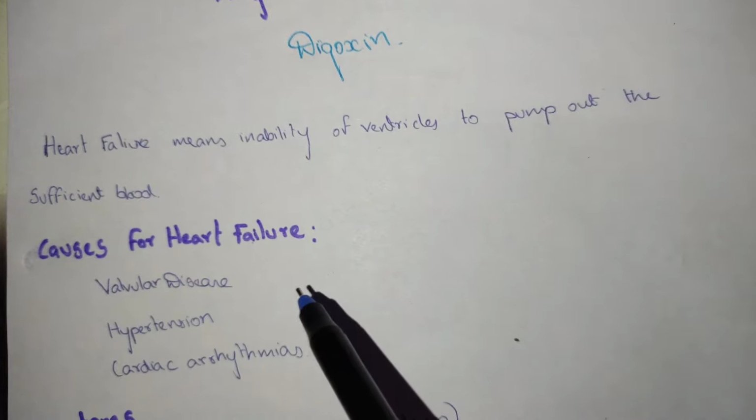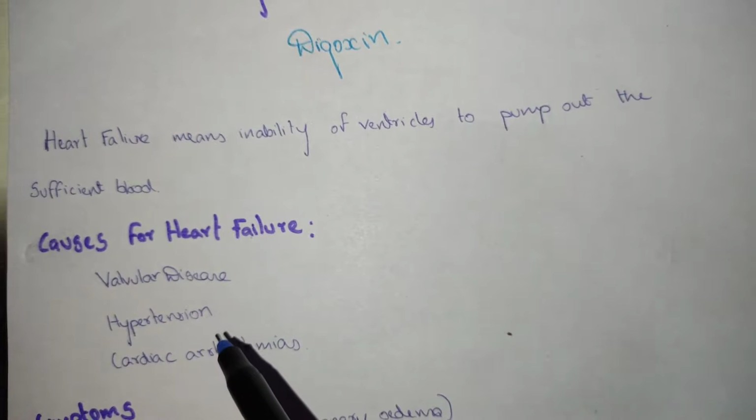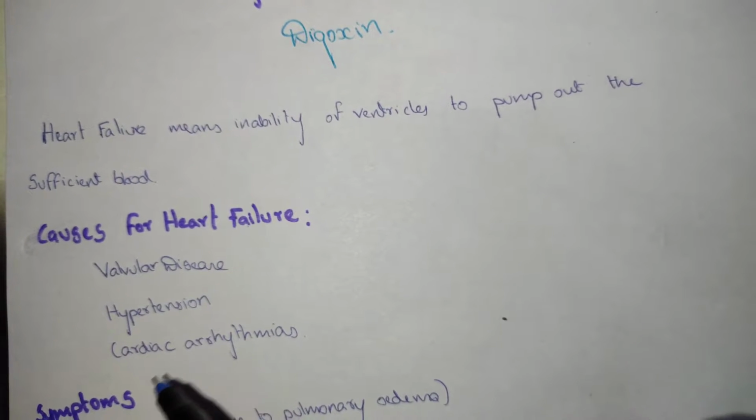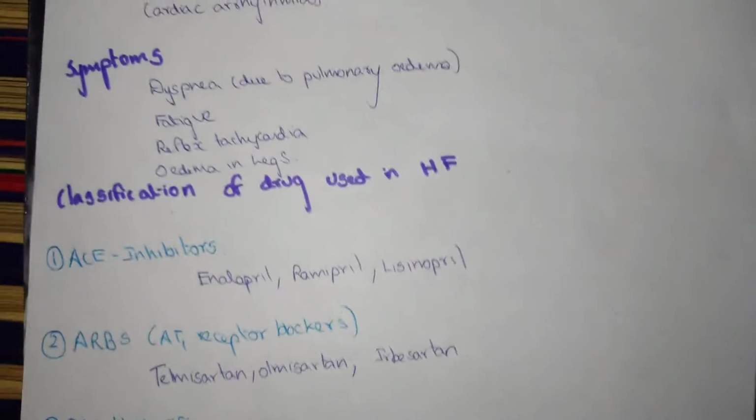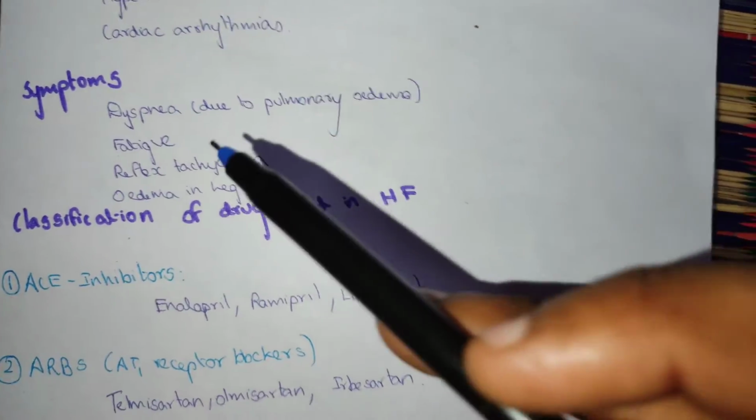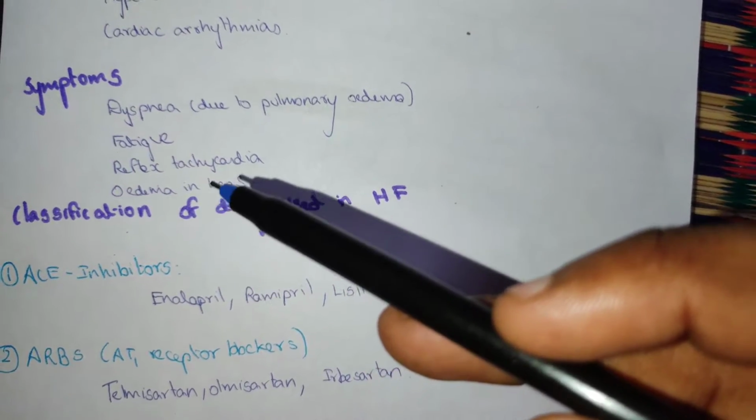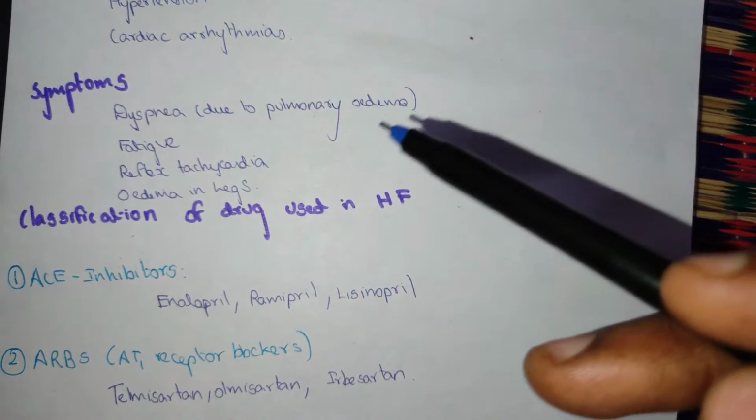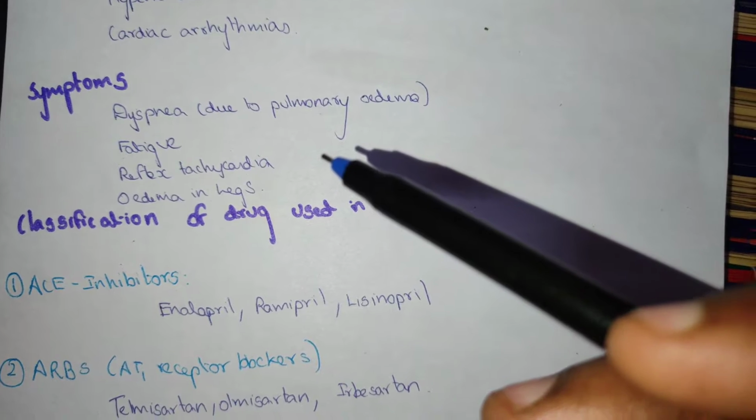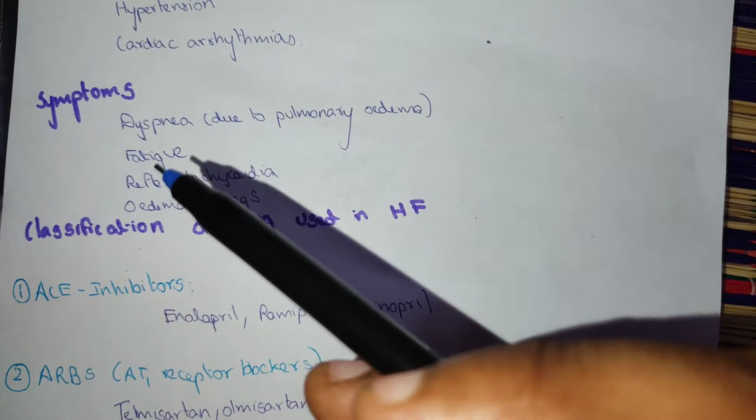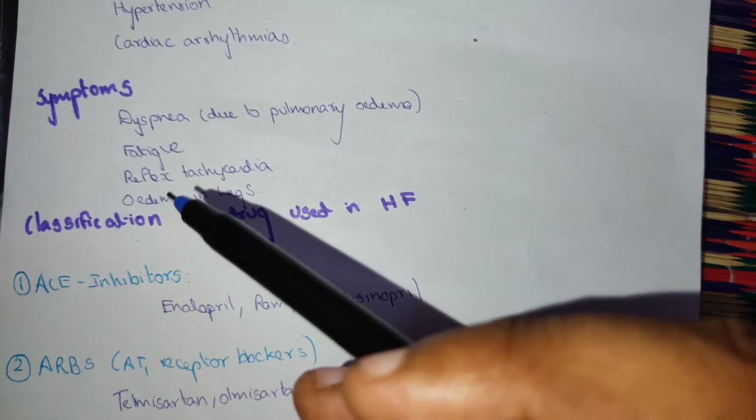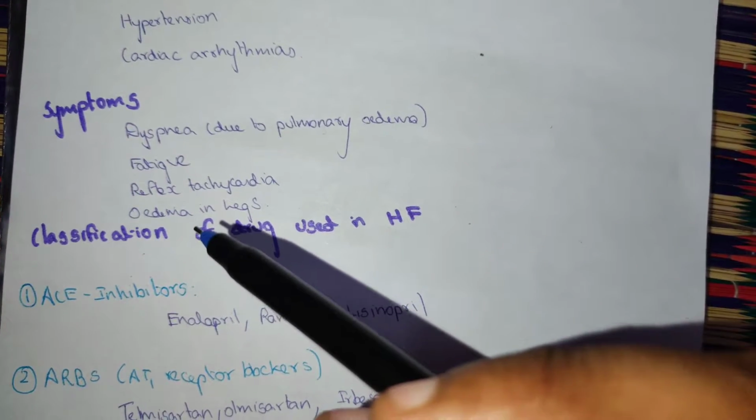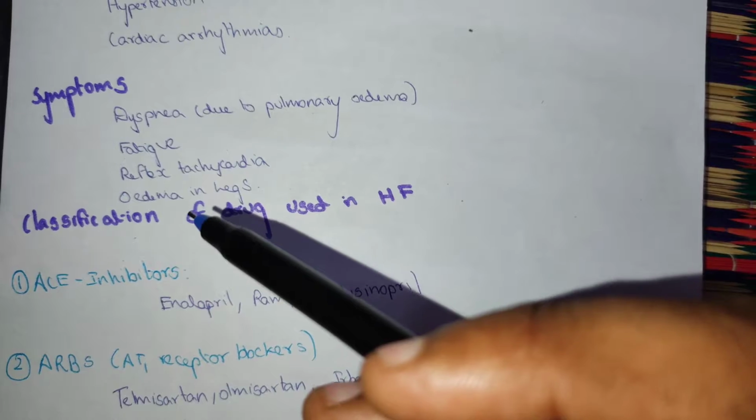Causes of heart failure are valvular disease, hypertension, and cardiac arrhythmia. The symptoms of heart failure are dyspnea, fatigue, and dyspnea due to pulmonary edema. There will be an increase in pulmonary edema. So dyspnea, fatigue, reflex tachycardia, and edema in the legs are seen.